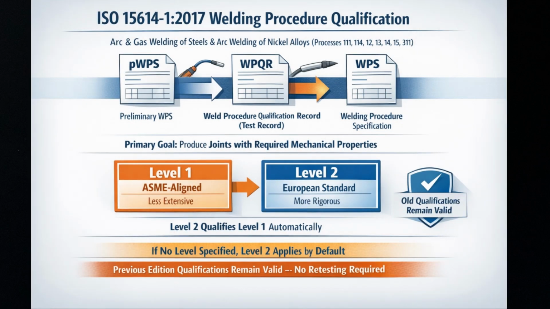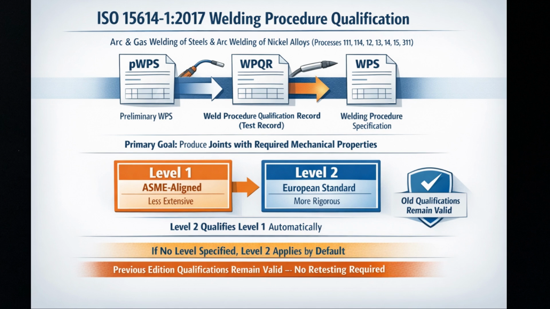Lecture 1 Key Points. 1. ISO 15614-1:2017 specifies how welding procedures are qualified by welding procedure tests. 2. It applies to arc and gas welding of steels and arc welding of nickel and nickel alloys, processes 111, 114, 12, 13, 14, 15, 311. 3. Three key documents: PWPS, before test, right pointing arrow, WPQR, test record, right pointing arrow, WPS, production use.